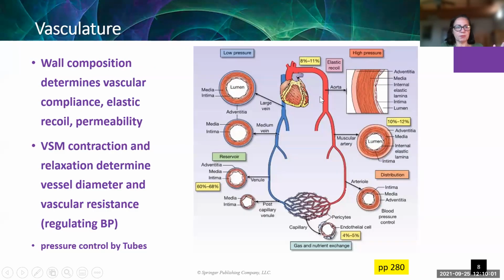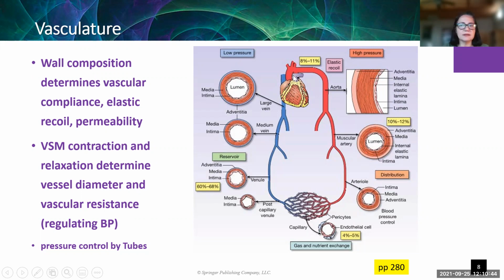Let's see, what did I want to point out here? So we have vascular compliance. There's some flexibility. It's starting to rain. I don't know how loud this is going to come across on the microphone, so I'm going to try to talk a little louder. The vascular compliance, we have stretchability of the blood vessels, and then they bounce back, recoil. And then how much permeability we have. For example, down in the capillaries, we just have that one endothelial cell layer. So that's where you get more permeability. The vascular smooth muscle is the part that can contract and can help us regulate blood pressure, pressure controlled by the tubes.